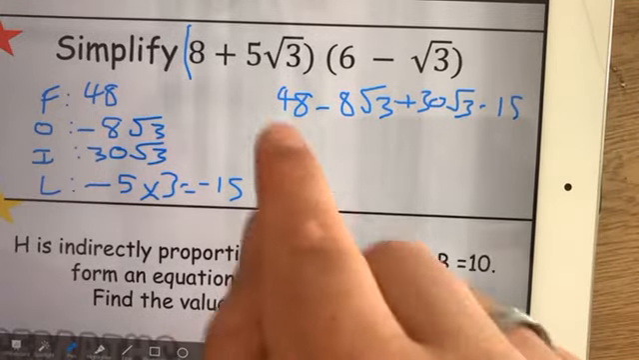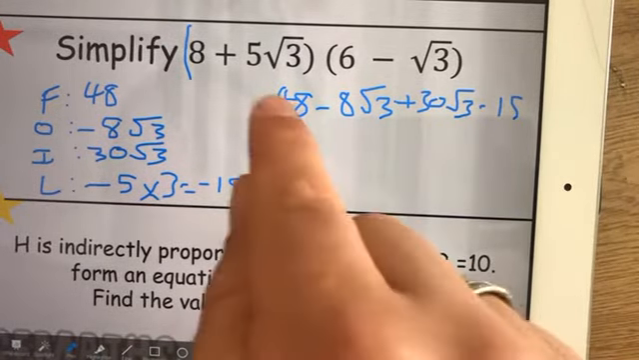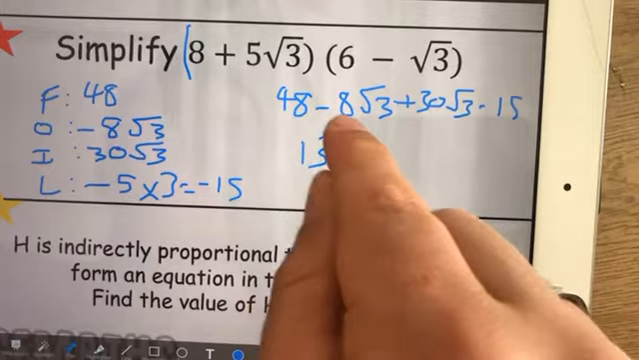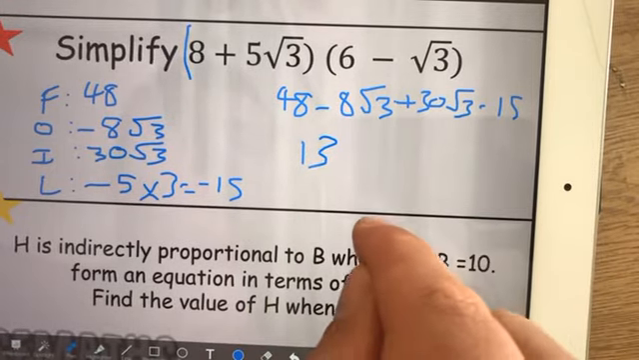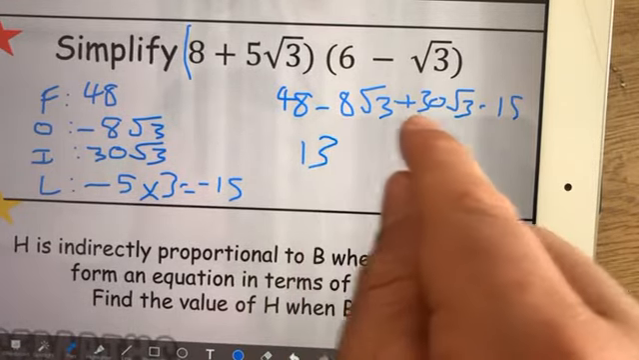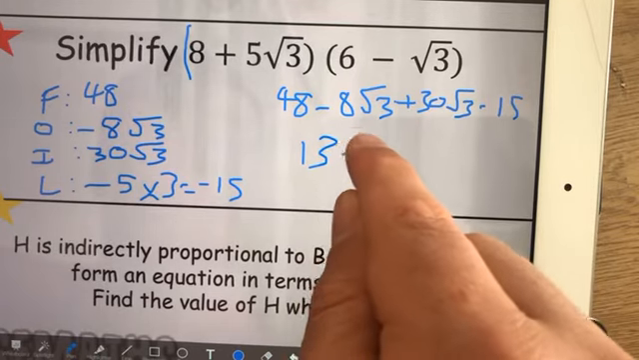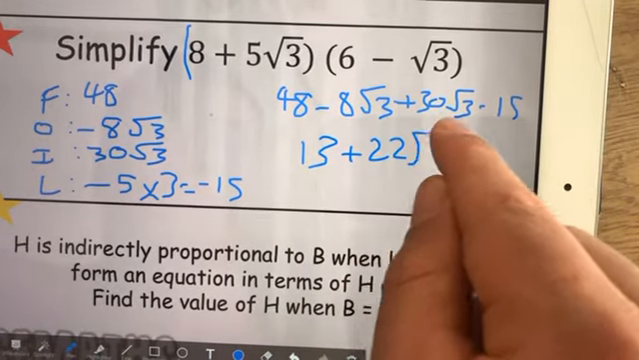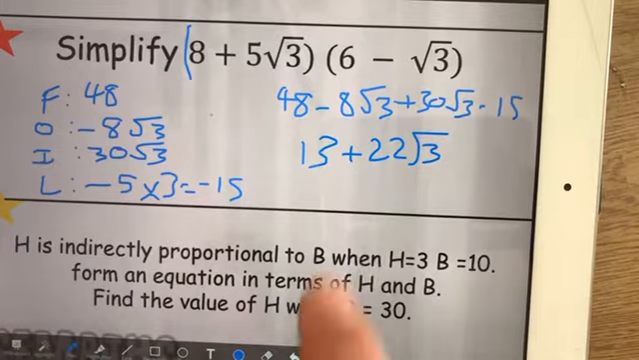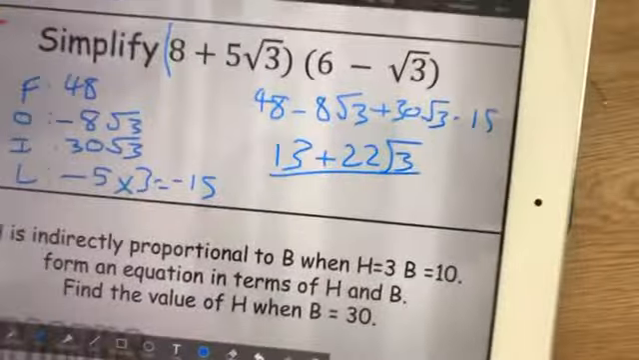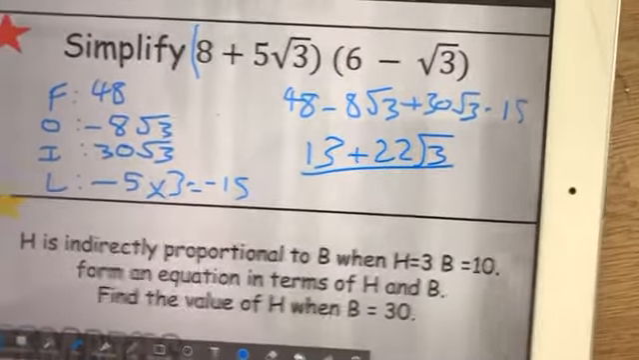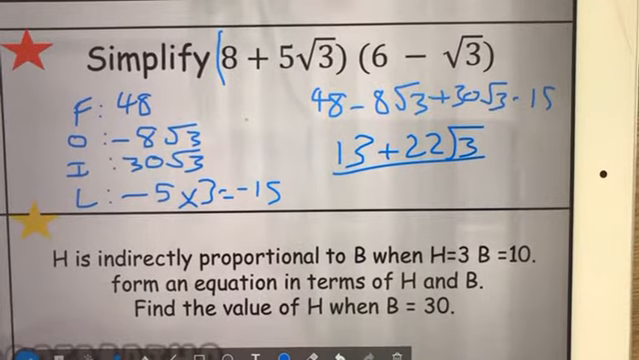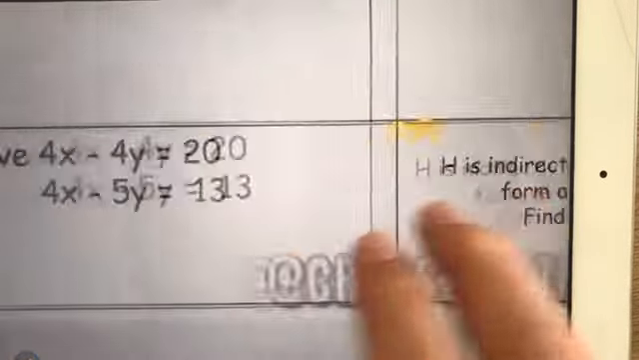Now the bits that go together, the 48 and the 15 go together. 48 take away 15 is just 33. Minus 8 root 3 plus 30 root 3. It's the same as doing minus 8x plus 30x. Okay, you end up with plus 22. Instead of x, we're dealing in root 3s. So my answer is 33 plus 22 root 3. Job done. 1 mark. Okay, last 3.